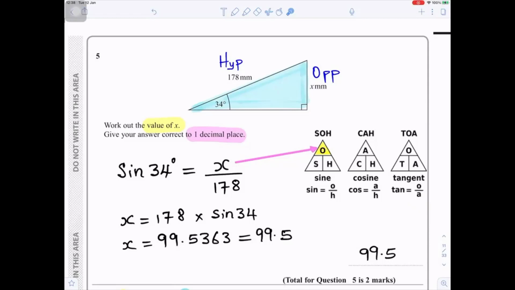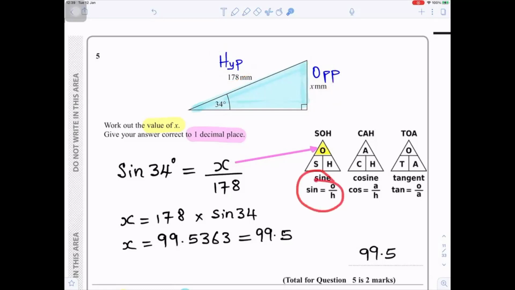So if you imagine you have your eyes at that angle there where there's 34 degrees, imagine you put somebody's eyes there. Let's put the eyelashes there. And the person is looking that way. That will be the opposite. If that's the eyes there, that's the opposite and the hypotenuse. We want to find the opposite, and we know the hypotenuse. So which trigonometry ratio has O and H?